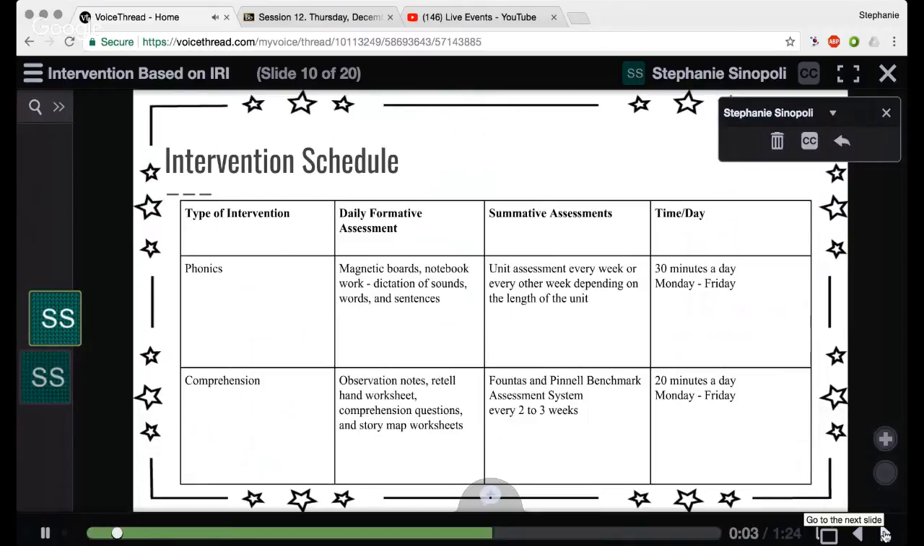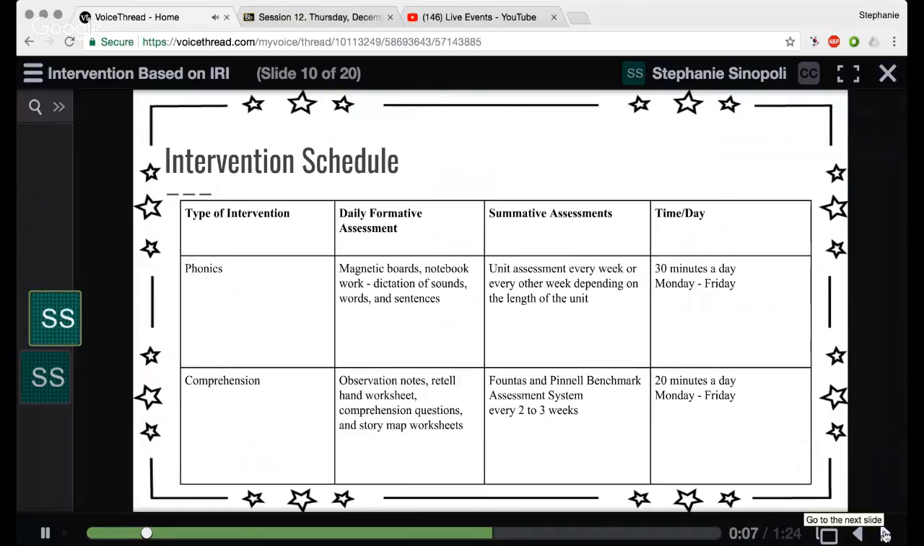This is the intervention schedule used for Jackie to help her develop her phonics and comprehension skills. The first type of intervention will be phonics, and the Foundations Level 1 kit will be used for this as a result of Jackie's IRI reading level and her Fountas and Pinnell reading level, which is a B.